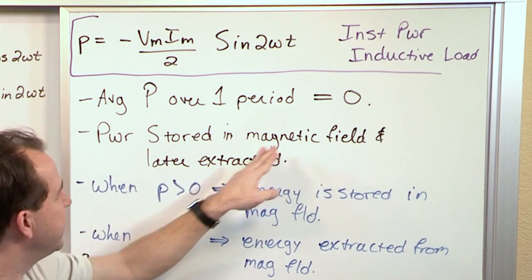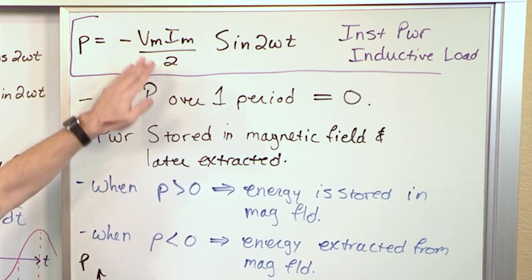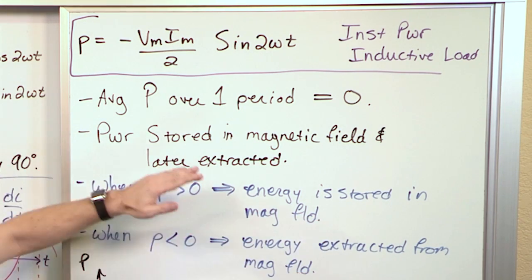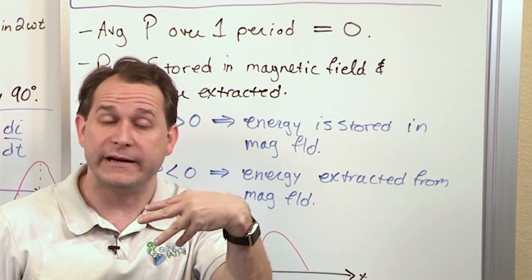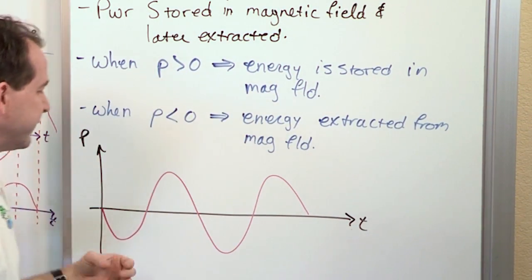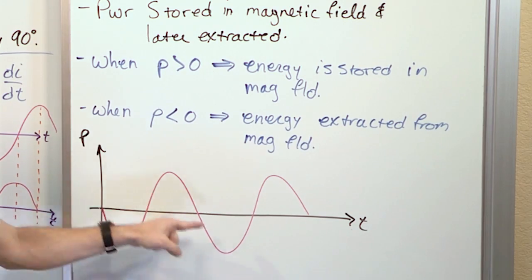Power stored in the magnetic field and later extracted. When this part of the cycle is positive, we're storing energy in the magnetic field. When this part of the cycle is negative, we're extracting energy, and it's kind of sourcing from that inductor to the rest of the circuit, energy from the magnetic field. And here's a plot of what's going on.